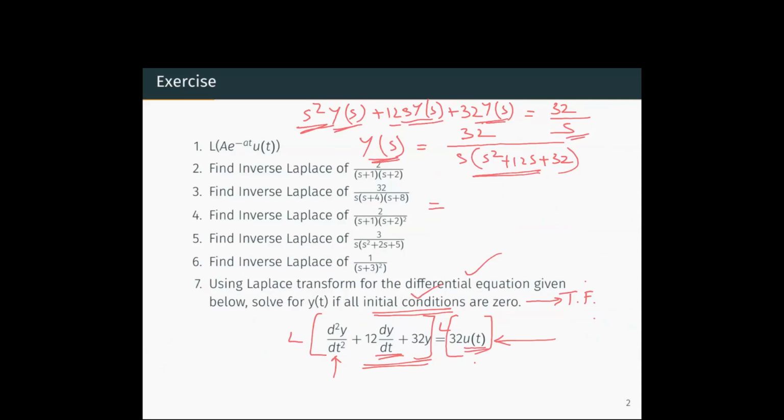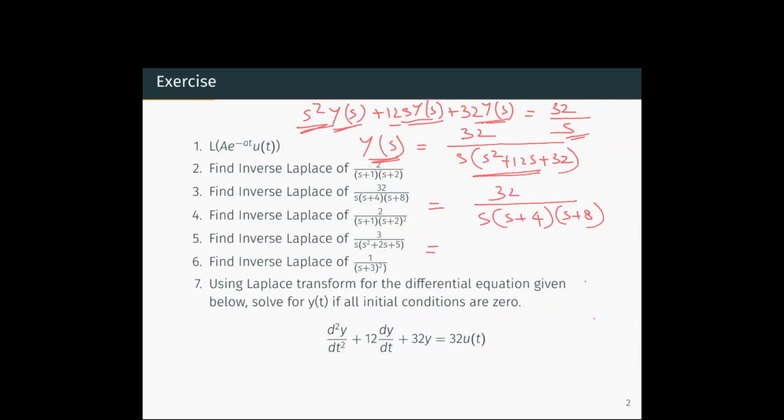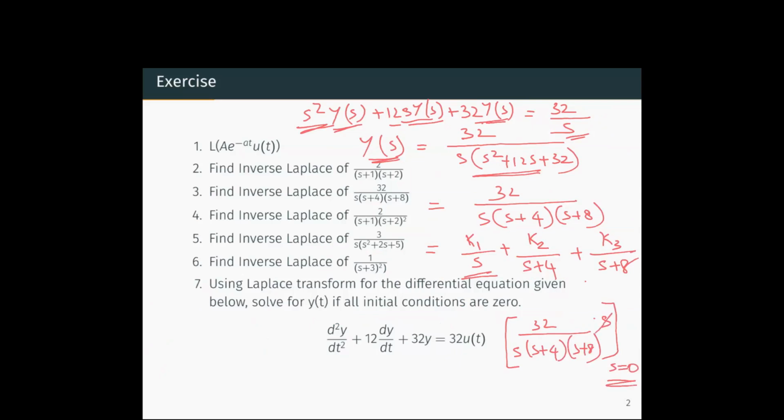So that is nothing but 32 by s into s plus 4 into s plus 8. Now by partial fraction expansion, we will split this equation as k1 by s plus k2 by s plus 4 plus k3 by s plus 8. To get the value of k1, we will multiply the total function into s and substitute the value of s equal to 0. So after substituting s equal to 0, we will get the value of k1 as 1.